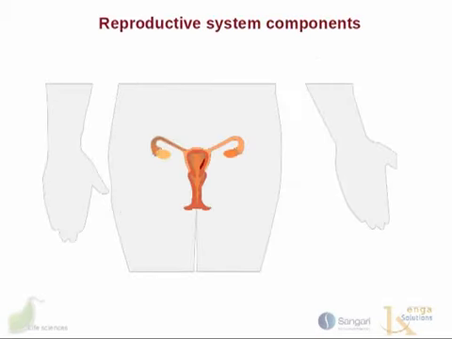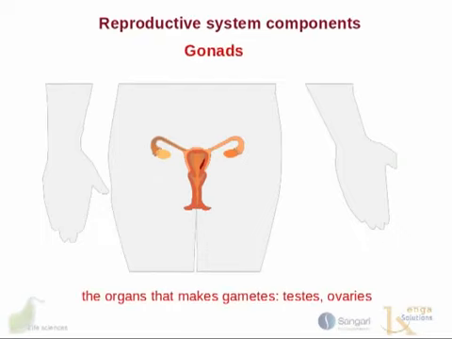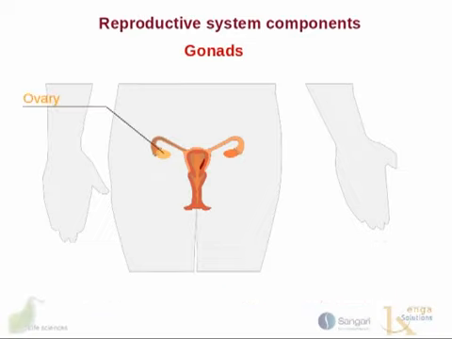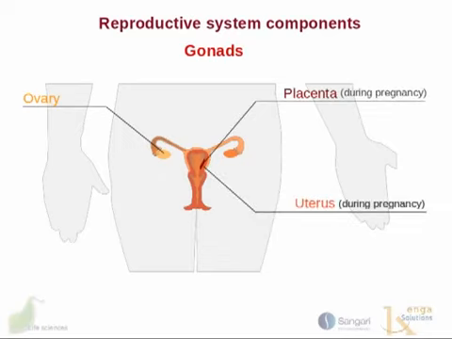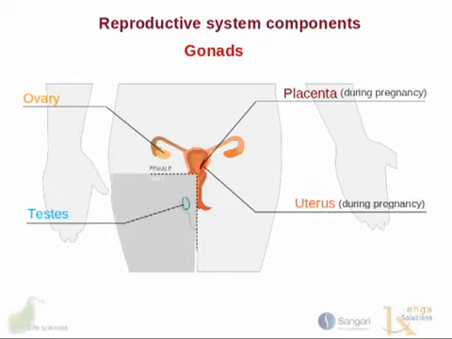The reproductive system components are also important within the endocrine system. You may recall that gonads are the organs that make gametes. In males, they're the testes, and in females, they're the ovaries. The ovaries play a prominent role in the endocrine system, as do the uterus during pregnancy, as well as the placenta, also when the woman is pregnant. In males, the testes also serve an endocrine function.